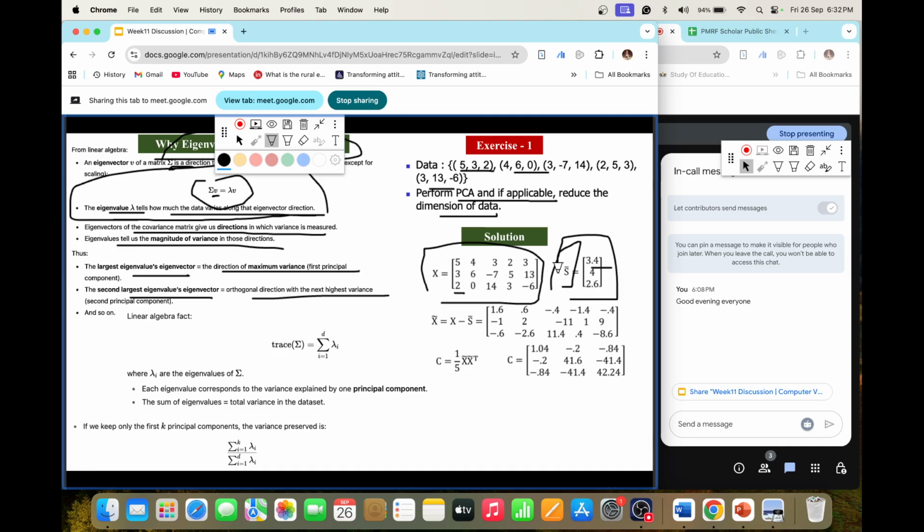Once you got the mean, what is your step? You have to center the data. That means you have to subtract the mean from each data point. This data point you subtract the mean, this data point you subtract the mean, this data point similarly you subtract the mean. Once you got the X bar matrix, that is nothing but the centered data matrix, you can easily get the covariance matrix. Okay, so this is the formula. By this you can easily get your covariance matrix.